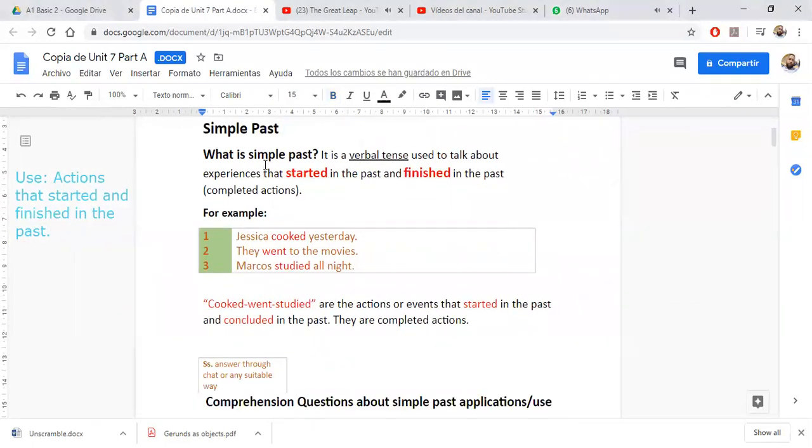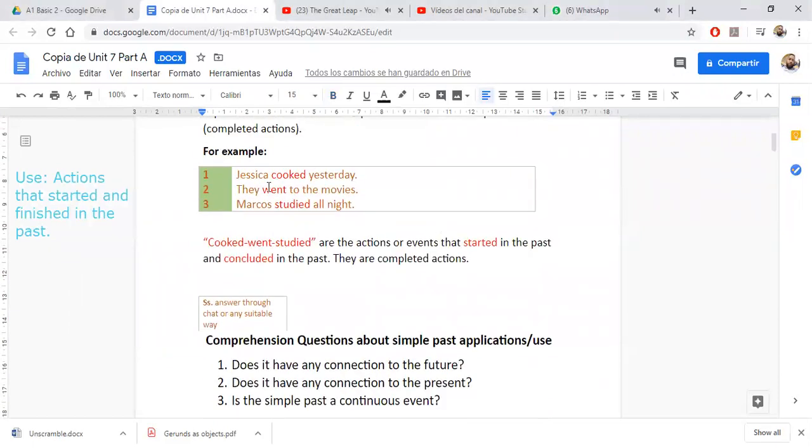So, for example, Jessica cooked yesterday. They went to the movies. Marcos studied all night. So these are three examples of activities that happened yesterday. They started yesterday and they finished yesterday. Okay? They started and finished yesterday. So that's how you should look at it.